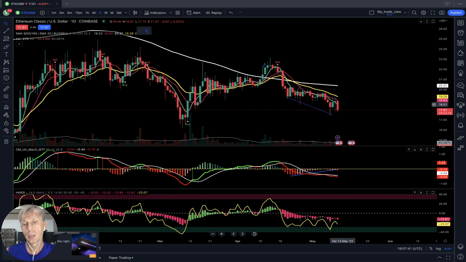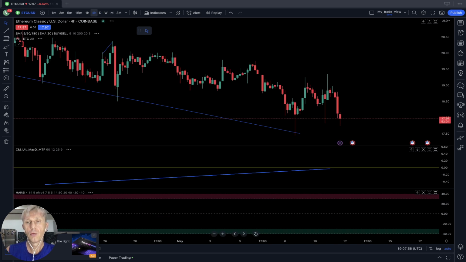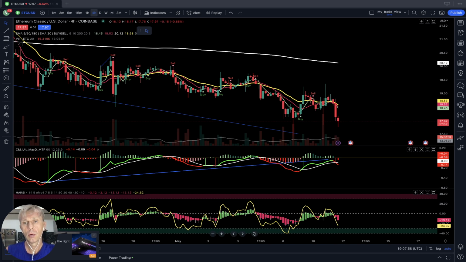MACD bearish, Fibonacci bearish. Fibonacci was oversold. Now it's kind of recovered, but it was oversold. Bearish trend direction on daily time frame for Ethereum Classic. Let's see 4 hours time frame. 4 hours time frame, similar story.